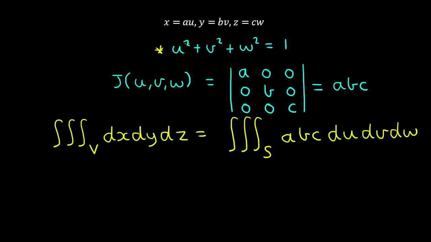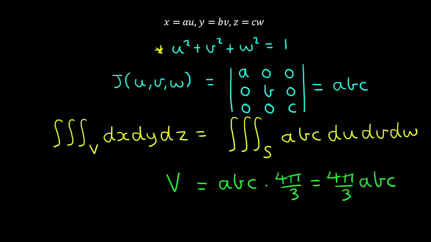And given our region in UVW space is a sphere, and our Jacobian is constant, we take the Jacobian outside the integral, and we know the volume of a sphere of radius 1 is 4 pi on 3 by 1 cubed. So therefore the volume of our ellipsoid is 4 pi on 3 by the radii of the ellipsoid. And you could have evaluated this integral by using spherical polar coordinates, which will give you the same result.